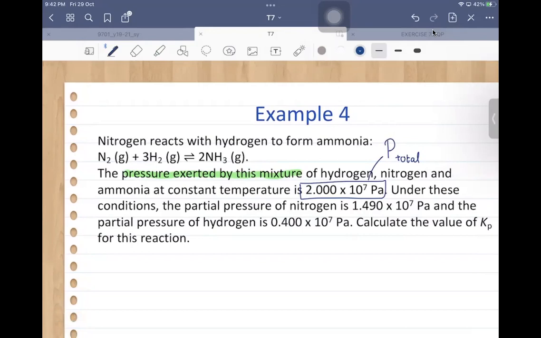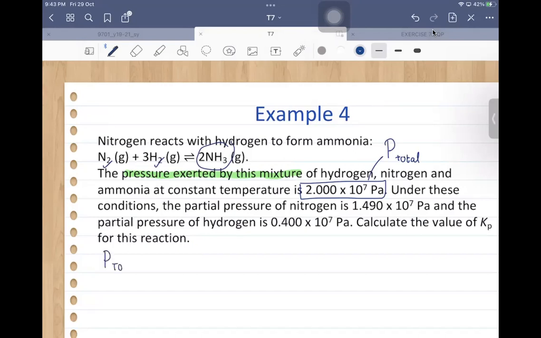Okay. So we know the partial pressure of nitrogen, right? Although strictly speaking, the question should mention at equilibrium, but since it doesn't, we're going to just assume that it is the partial pressure at equilibrium. So we know the value for nitrogen. We know the partial pressure of hydrogen as well. We don't know the partial pressure of ammonia. And if we don't know this value, we can't calculate the value for Kp of this system. All right, so what can we do?